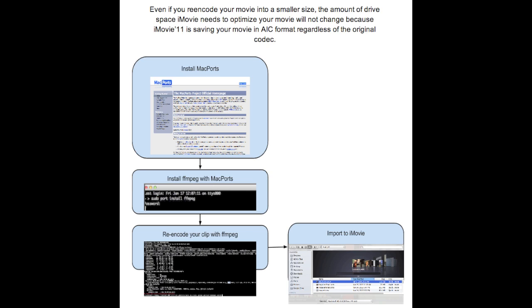So, for our purposes, we're going to first install MacPorts, then we're going to install FFmpeg with MacPorts, and then we're going to re-encode your clip with FFmpeg and import it to iMovie. If you have MacPorts, you can skip the first step.